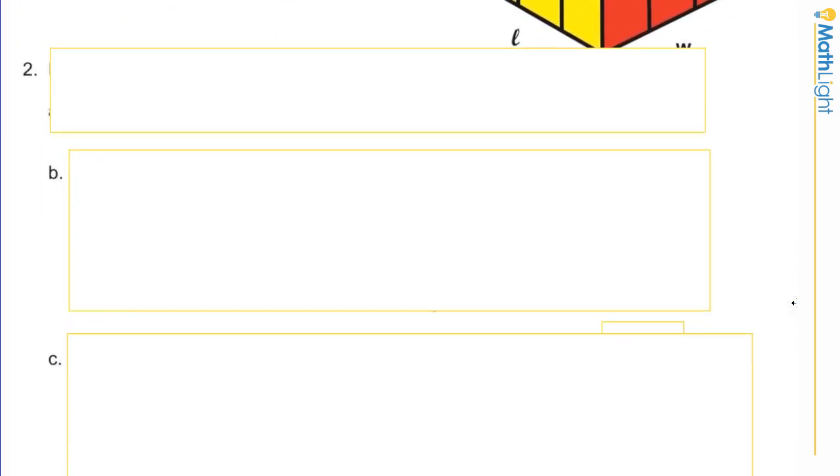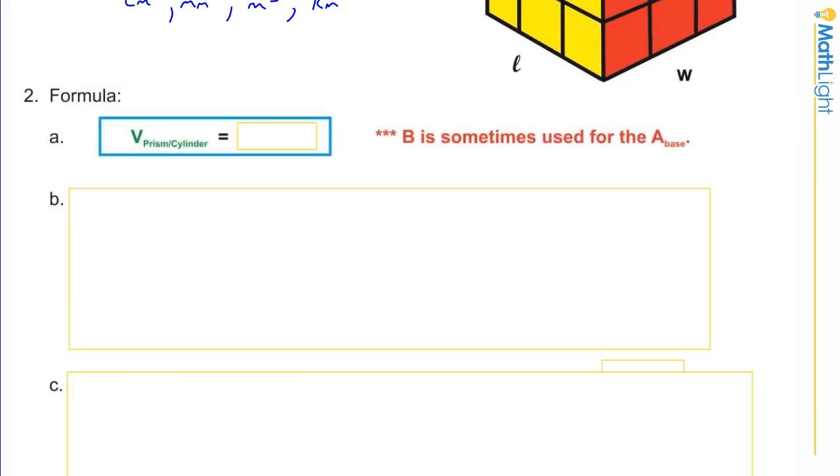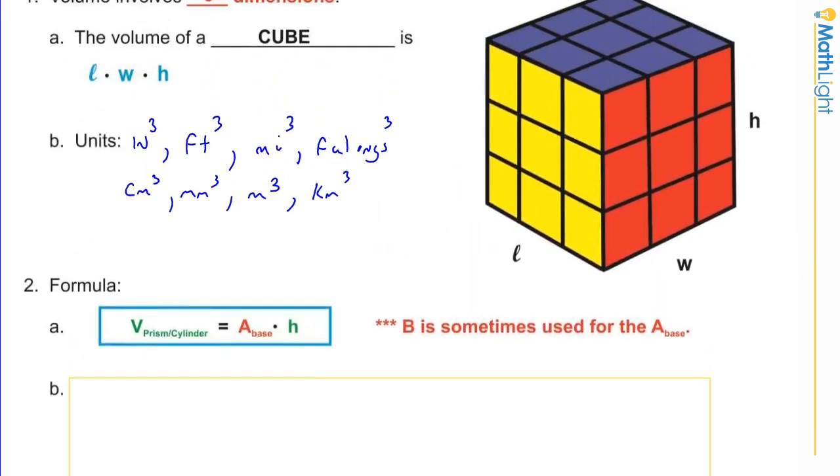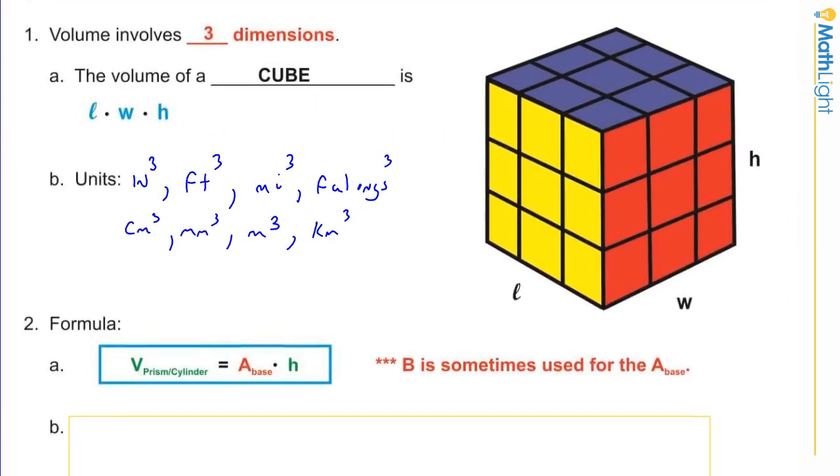All right, so let's take a look here and make sure that we understand what's going on. The formula is pretty simplistic. The concept is take the area of the base and then multiply it times the height. So let me go back to this cube right here. The area of the base: I have 1 unit, 2 units, 3 units, 1 unit, 2 units, 3 units. So the area of the base would be 3 times 3, or 9 units squared.